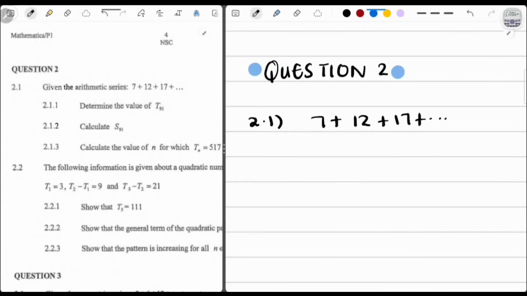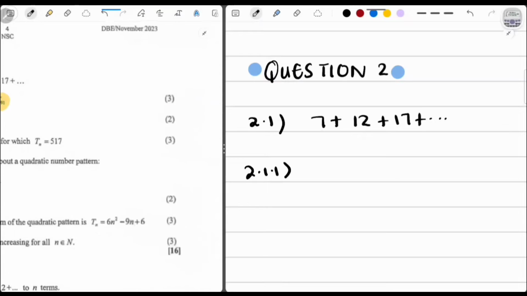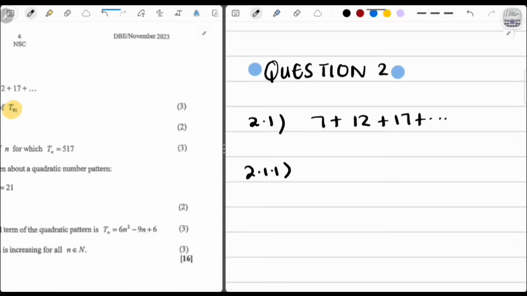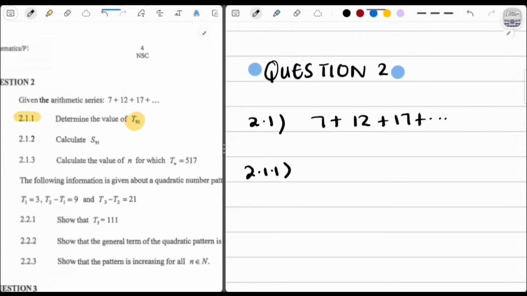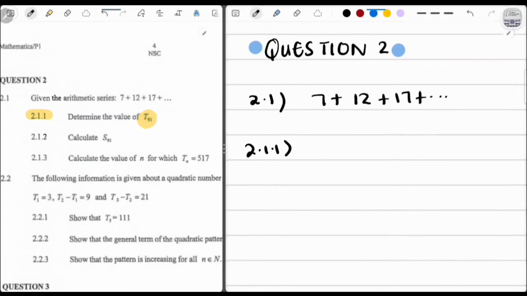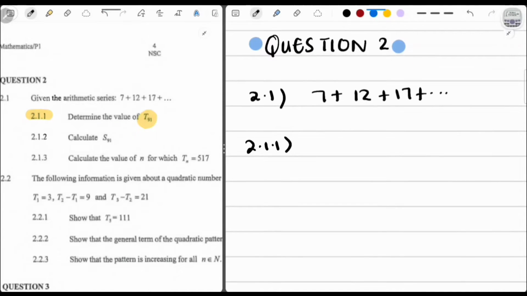Okay, so first question, we have 2.1.1, which says we have 7 plus 12 plus 17, and this keeps going. And it's an arithmetic sequence. So the first question is, we just have to find the value of T91. Do not be extra. Don't go ahead and find the whole pattern's general formula. Just stick to this question. They want you to find T91.